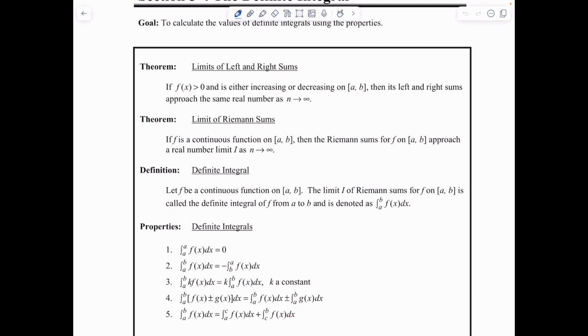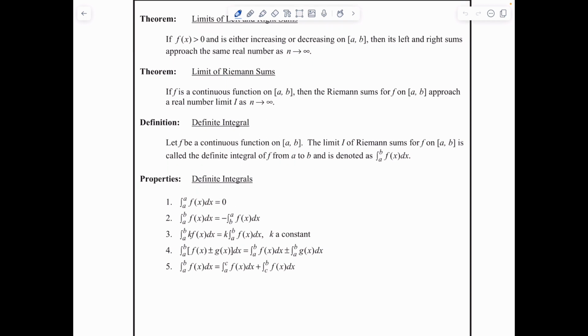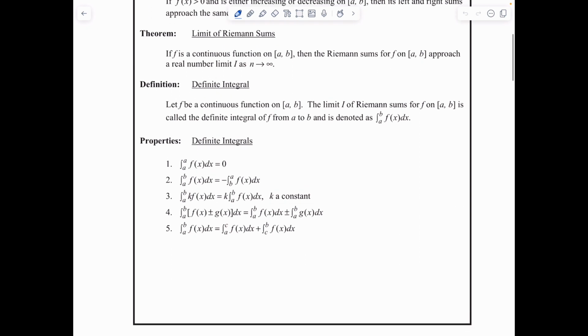Our next theorem is the limit of Riemann sums. If f is a continuous function on our interval from a to b, then the Riemann sums for f on this interval approach a real number limit I as n goes to infinity. And we'll look at how these theorems specifically look in examples here in a minute.